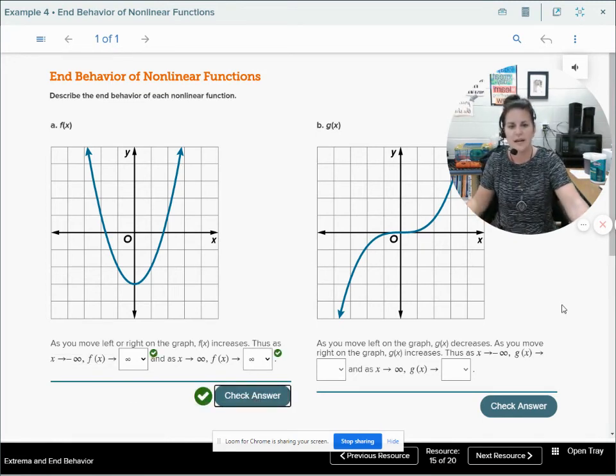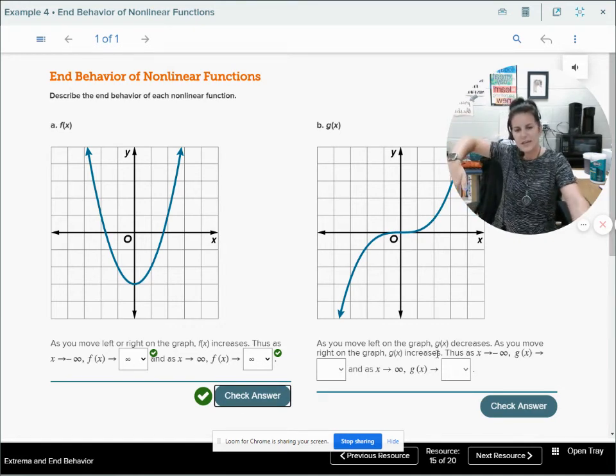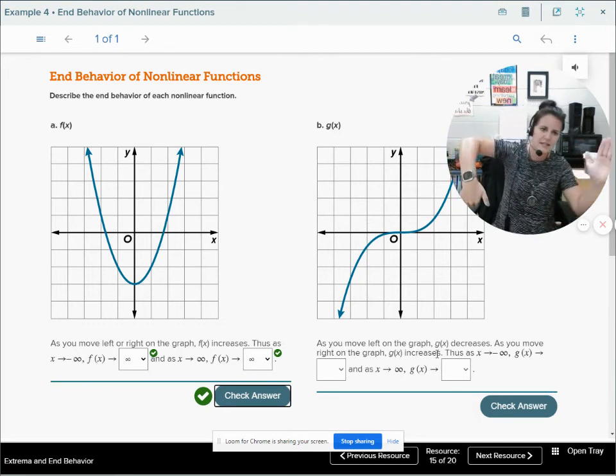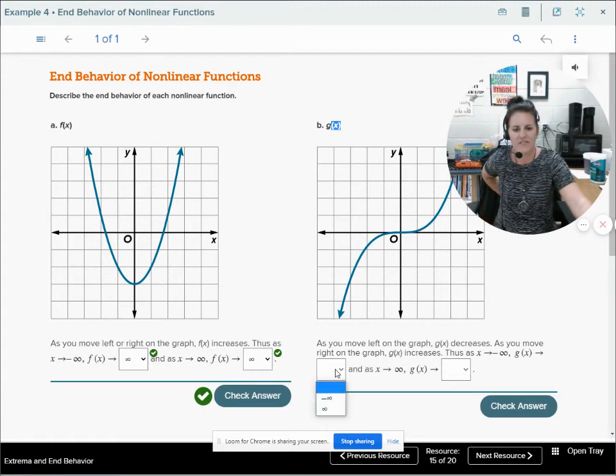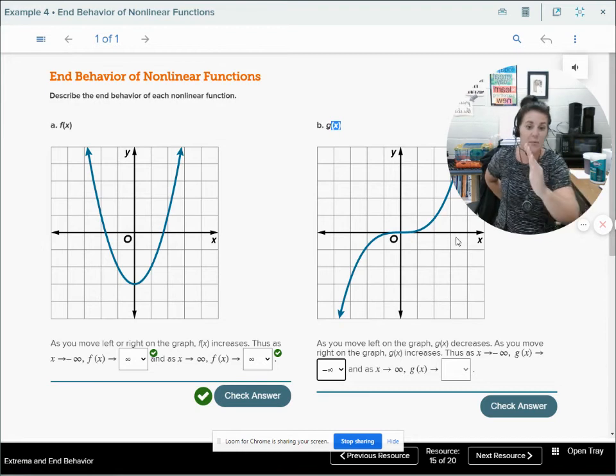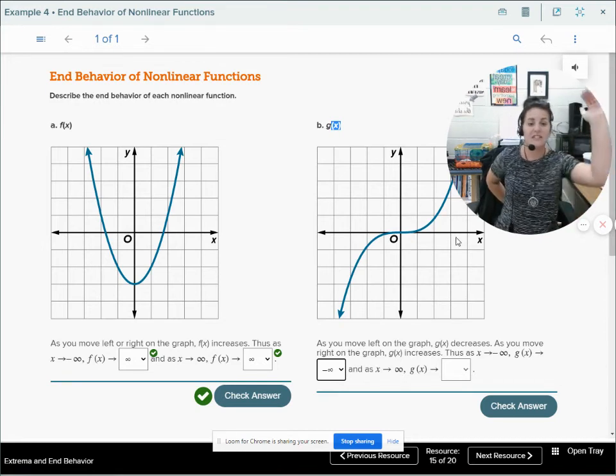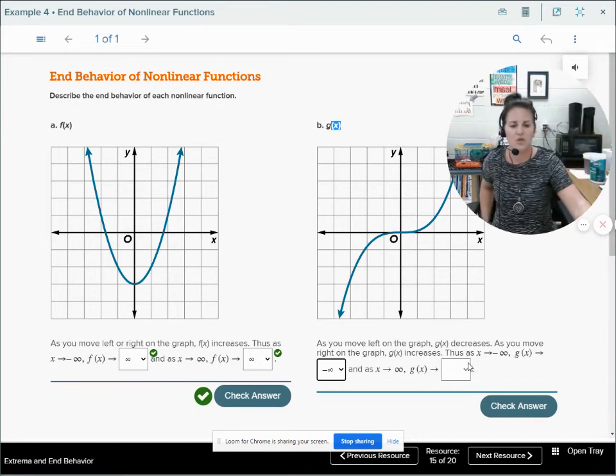So there's our answers. And looking at this one, as we move to the left, it's decreasing. As I move to the right, it's increasing. So we say that as x approaches negative infinity, going to the left, my g of x also approaches negative infinity. And as x approaches positive infinity, that g of x is going up. So it is approaching positive infinity.